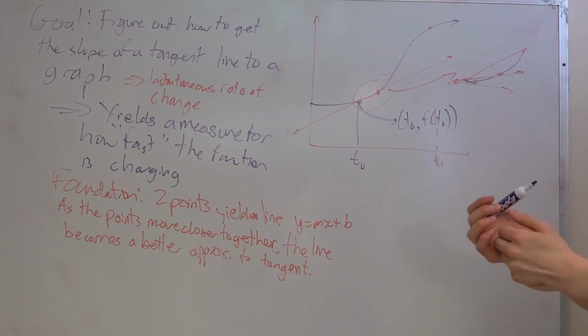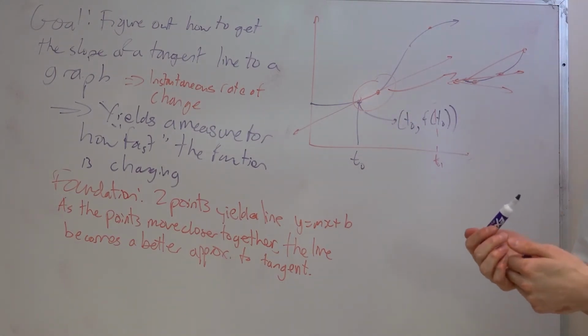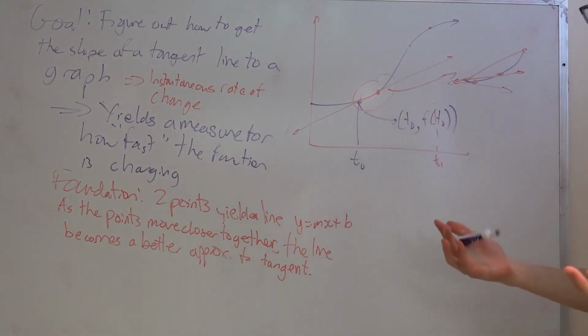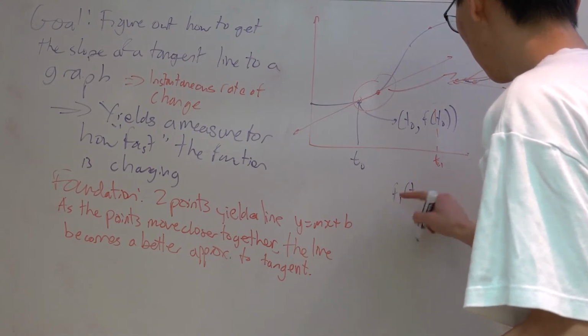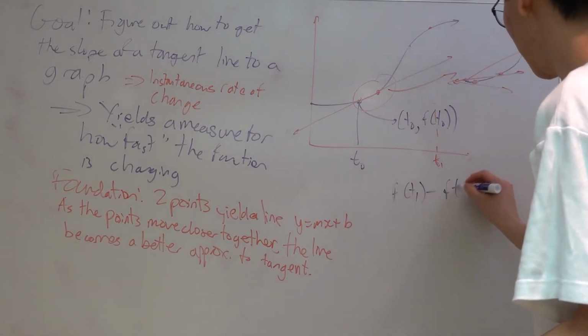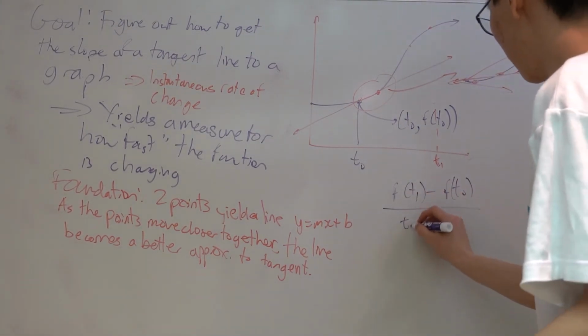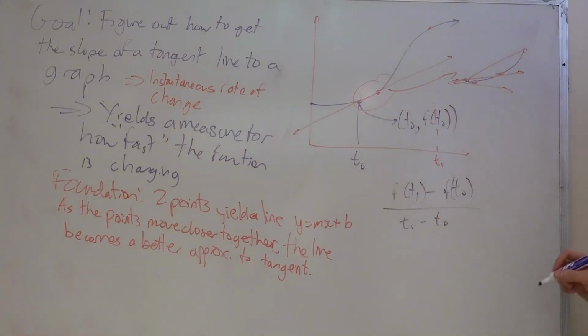Well, we know how to calculate average velocity. That's the good thing, right? It was just, what was that formula again? I'm starting to forget myself. It's like f of t1 minus f of t0 all over t1 minus t0, something like that, right? So that was the slope of the line, right?